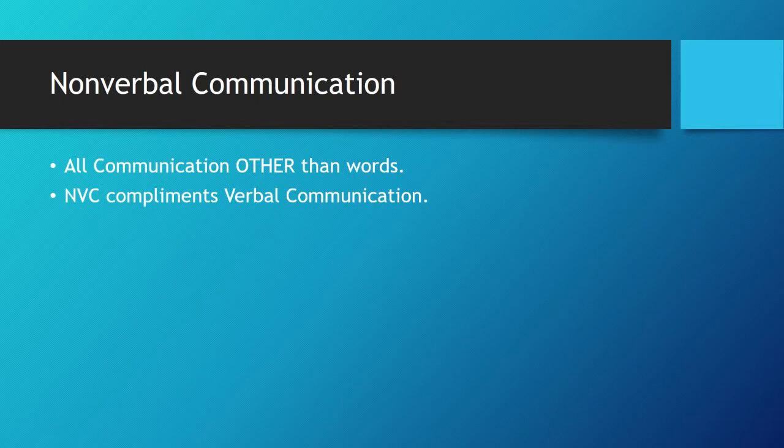So for example, if I say, oh, I'm so sorry for your loss, after you've lost a family member or a pet or someone significant to you, I want that to sound like I mean it. I'm not going to say it with a smile on my face. I want to say it in a way that communicates empathy.